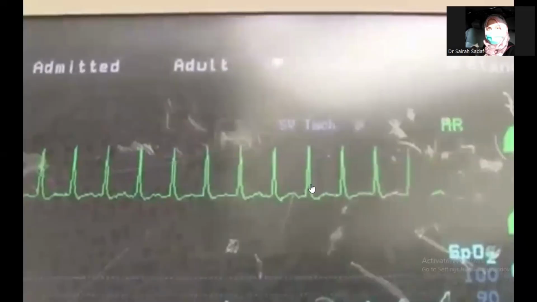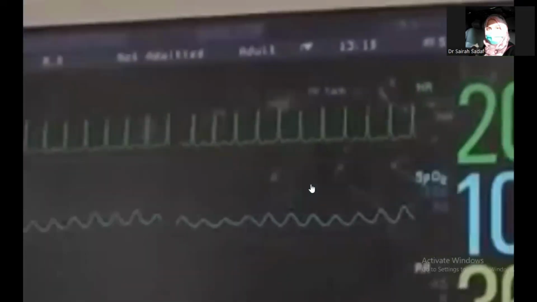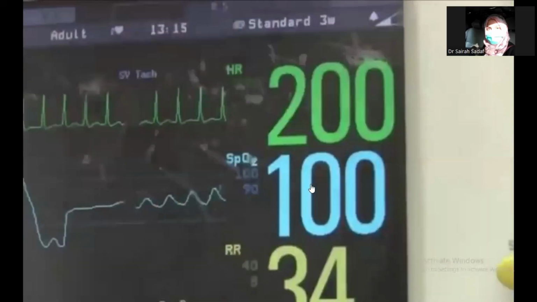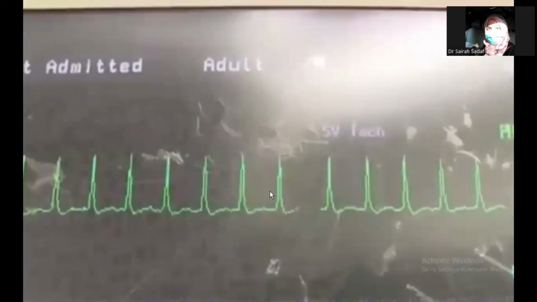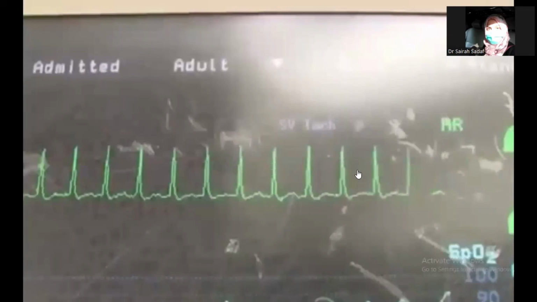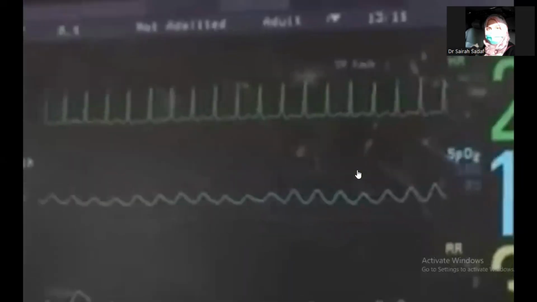Yes, Saima, this is SVT, or it may be junctional rhythm. It's not atrial fibrillation because the rhythm is regular. You can see the RR interval is totally normal.